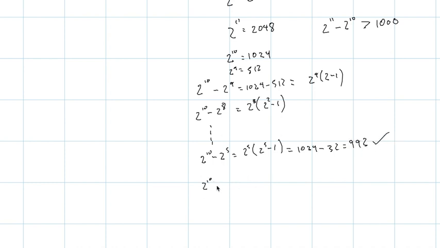But when we get to 2 to the 10th minus 2 to the 4th, that's 1,024 minus 16, which is greater than 1,000. And so that's where the difference between these integral powers of 2 is not less than 1,000. So there are 5 options here with 2 to the 10th in it.